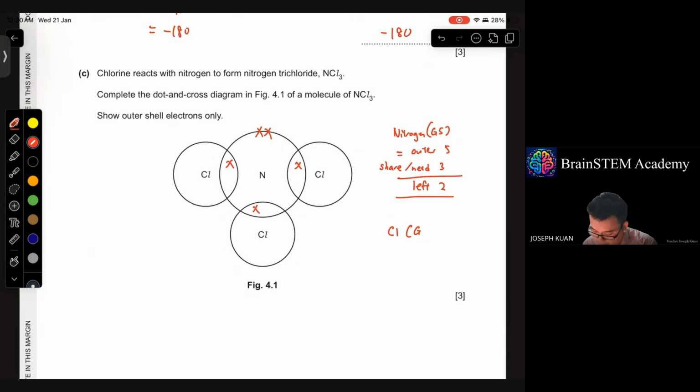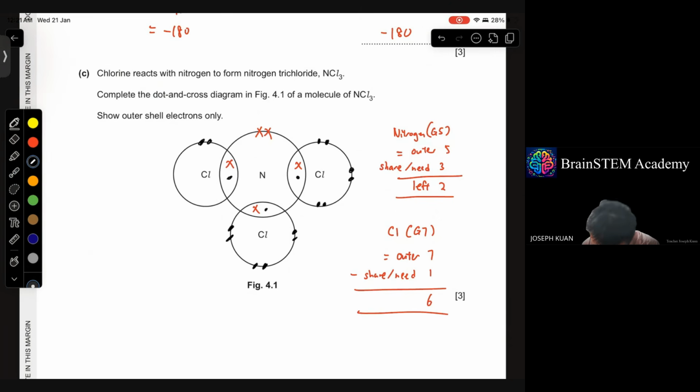Chlorine is a group 7 element. It means that it has 7 outer shell electrons. It needs 1 more electron to get a full outer shell. So when it happens, 6 non-bonding electrons remain. Chlorine contributes 1 electron for sharing, so it leaves behind 6 non-bonding electrons. So 1, 2, 3, 4, 5, 6, 7. That's all.